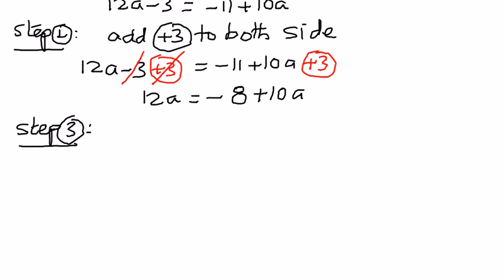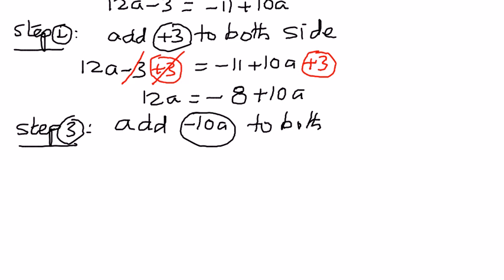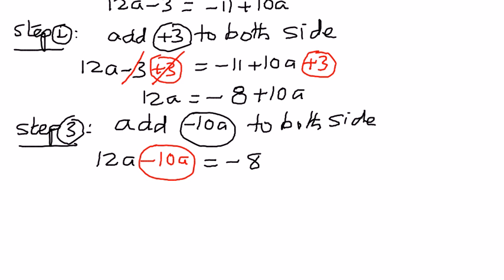We're going to subtract, or we'll add negative 10a to both sides of the equation. We can either say we're going to add negative 10a to both sides, or we can say we're subtracting 10a on both sides. Both mean exactly the same thing. So we have 12a minus 10a is equal to negative 8 plus 10a minus 10a. As you can see, we have added negative 10a to both sides of the equation.